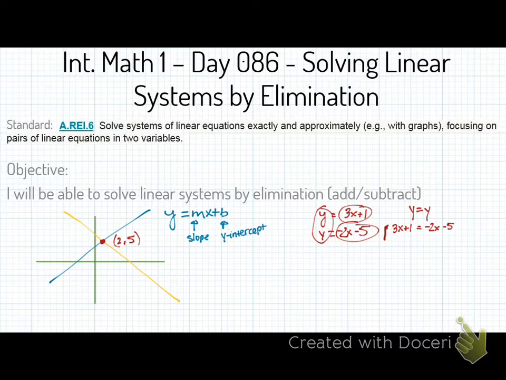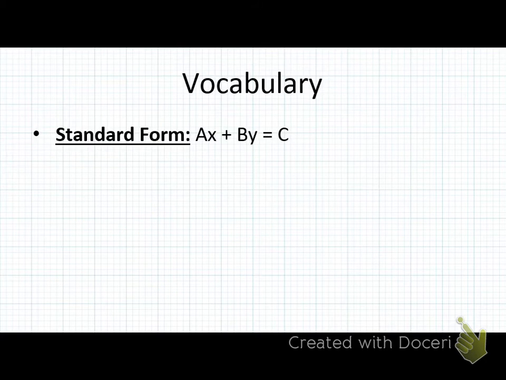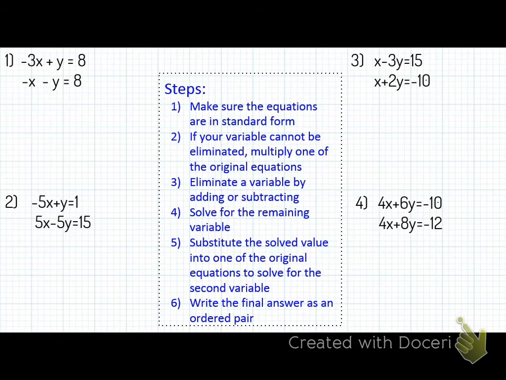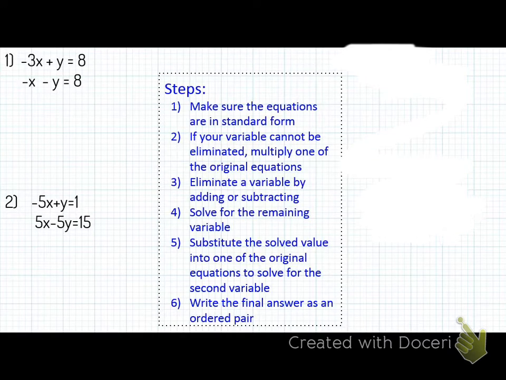So here's the first thing. Remember, standard form is ax plus by is equal to c. We want to remember that. And then numbers 1 and 2, I'm going to show you one, and then we're going to do one together, and then you're going to do one by yourselves together as groups, okay?